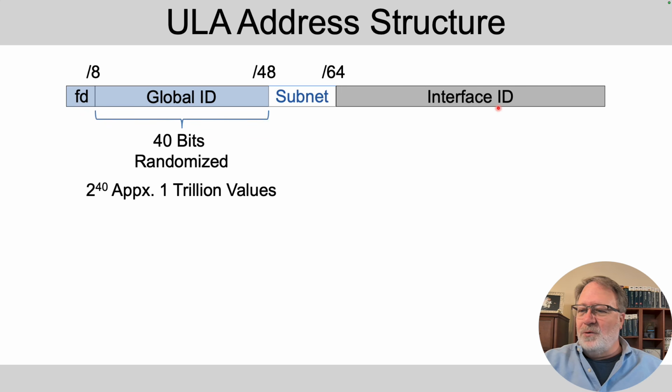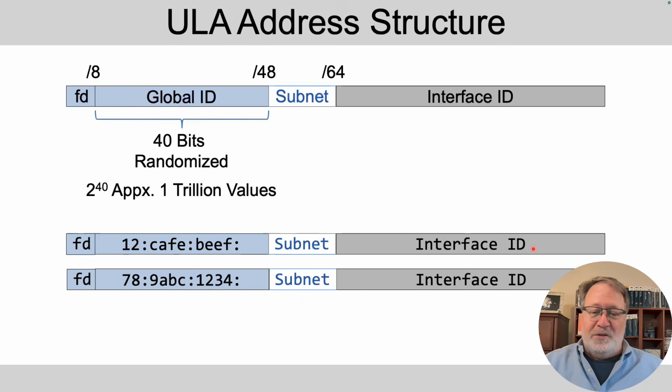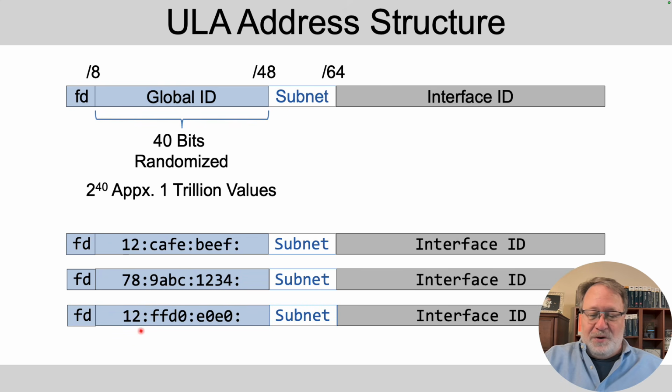So the last 64 bits, the last half of the address, is the interface ID. So there's your ULA address structure. For example, if one company came up with a global ID of 12 Cafe Beef, as you see here, the addresses begin with FD, followed by 4 hex digits of subnet, and the second half of the address is the interface ID. Another company may have come up with 789 Baker Chicken 1234 for the global ID, and a third company some third value for the global ID. But all the addresses inside each company would have the same value.